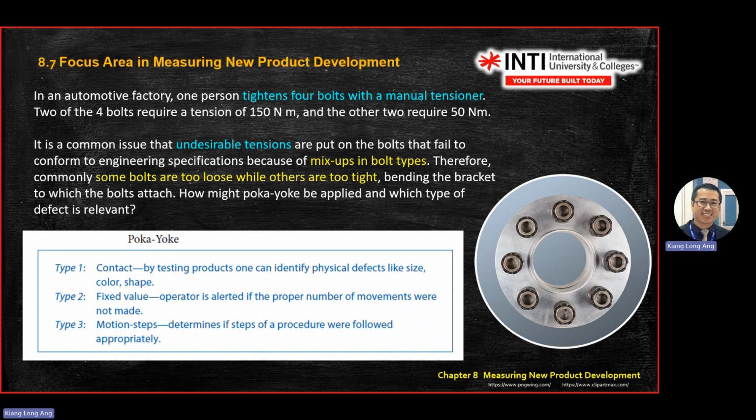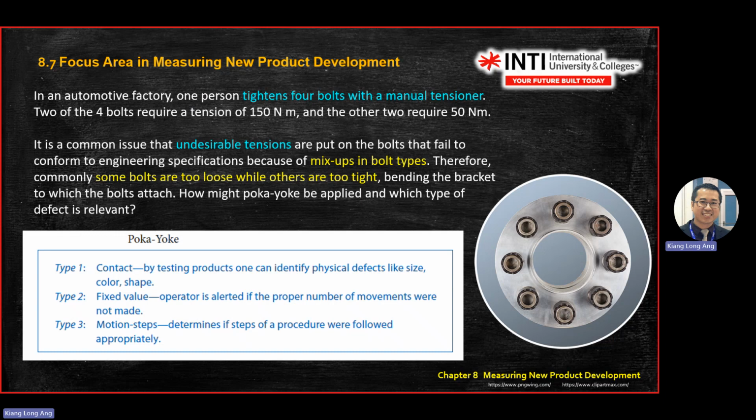So maybe the operator is of green color. Green color is 150, red color is 50, for example. Or there is a shape, a different shape. The shape one, maybe you can use the square one, or you can use the 6 one, or the size, big or small. Big screw is higher torque. Small screw head is lower torque, for example.